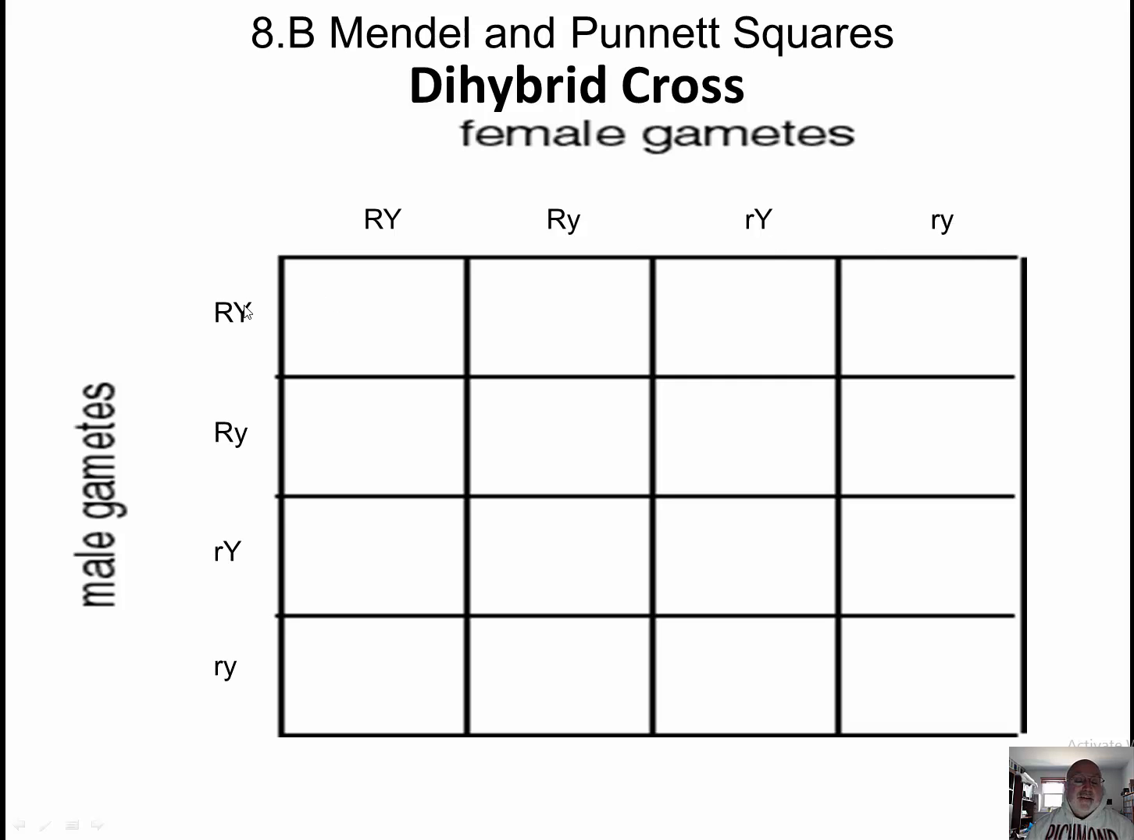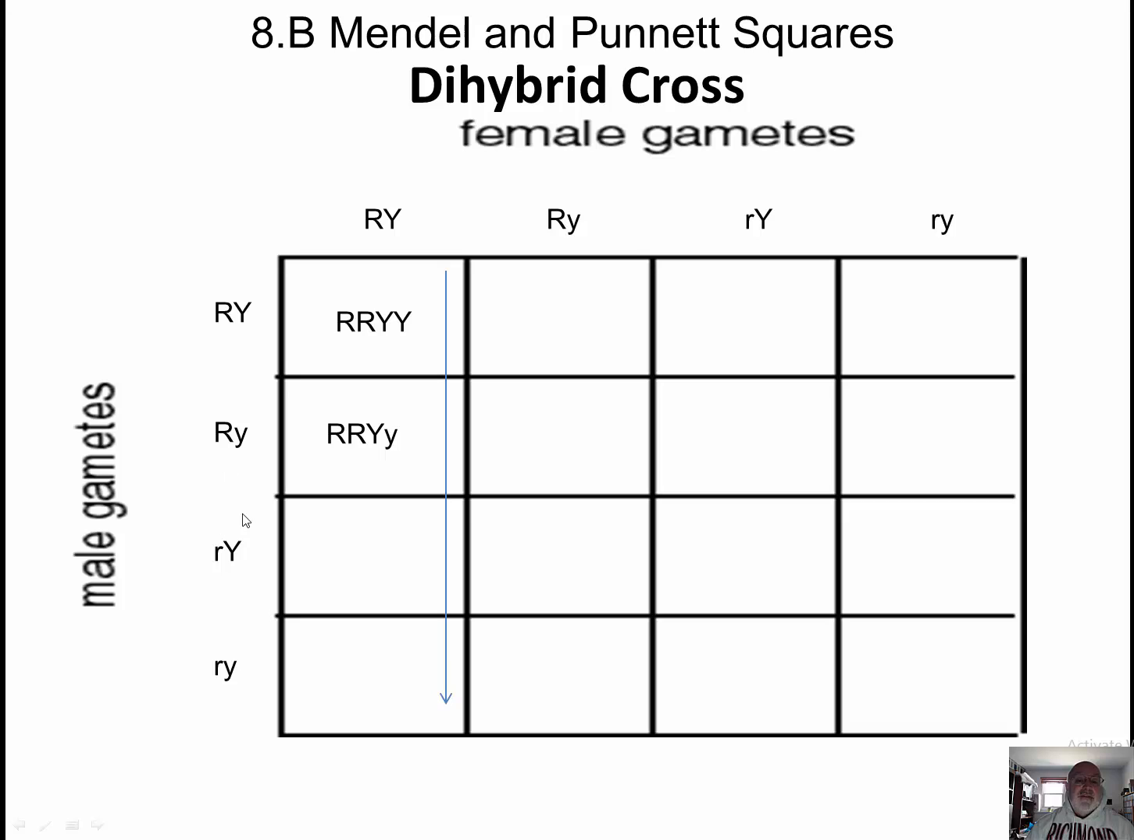And we do the same thing on this side. And then all we do is we cross them. This is Dad, so we take a big R, and it doesn't matter which one we take, they're both big, and we take the 2 big Y's and we put them in there. And then we're going to move down. And then we have a big R, big Y, little y.